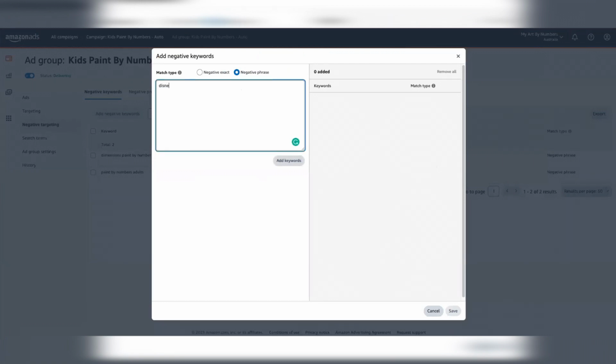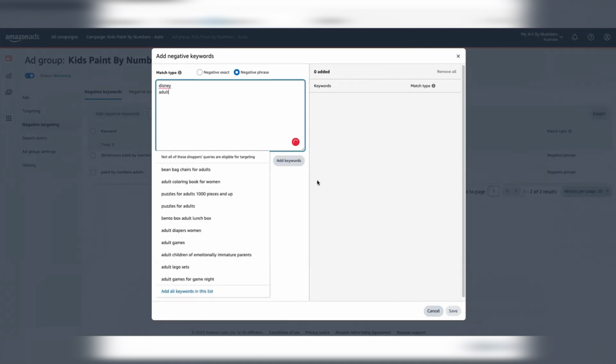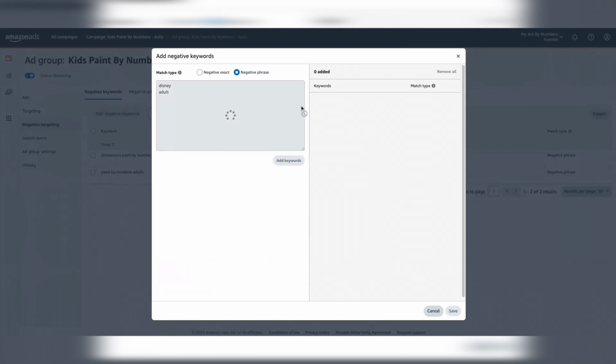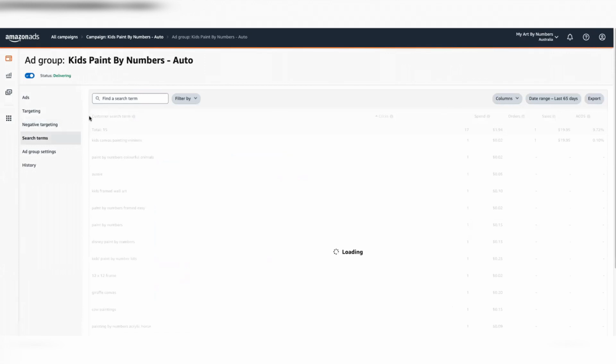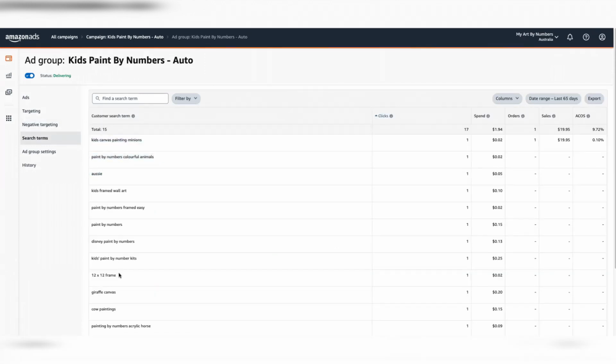We could go Disney, adults, and just add those as phrase. And negative exact is better for when you just want to block a single keyword, but you still want to show for other variations that include that word. So for example, Aussie could be one, this one as well.